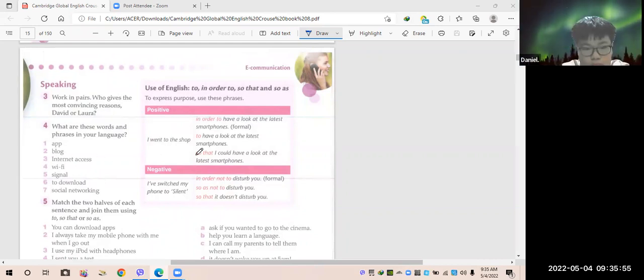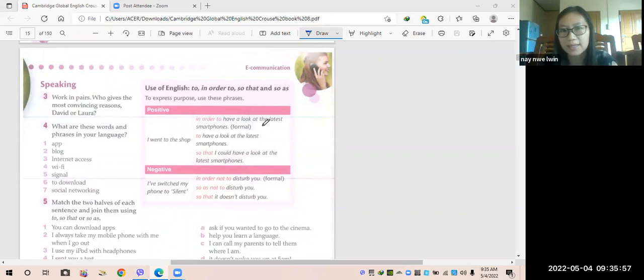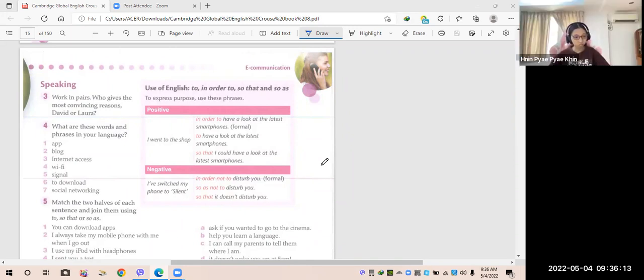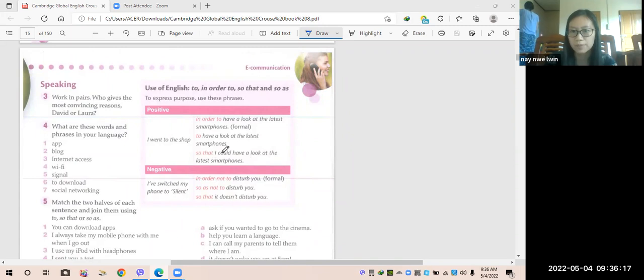So I went to the shop to have a look at the latest smartphone, and I went to the shop in order to have a look at the latest smartphone. So in these two sentences, using in order to has a more formal sense. So is that clear? Yes. Okay. So how about so that? What do you think of it? What is this grammar pattern?